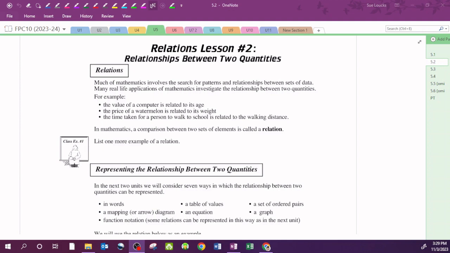Hello, this is lesson 2 of unit 5 in Foundations in Pre-Cal 10, talking about relationships between two quantities, or relations. So we talk about relations in general and then we move to specifically functions, which come in a later lesson. A relation is like the value of a computer as it ages or how the price of a watermelon changes with its weight. Another example might be the diameter of a rock to its weight.